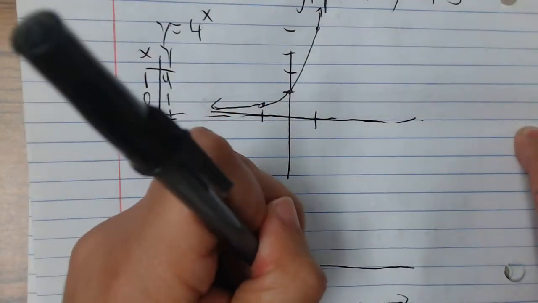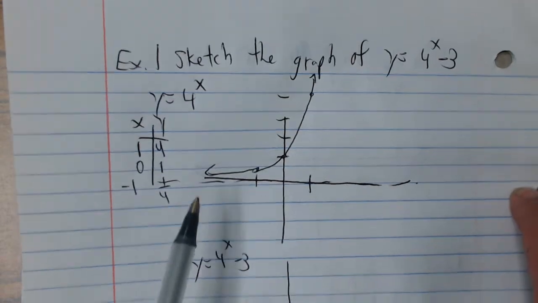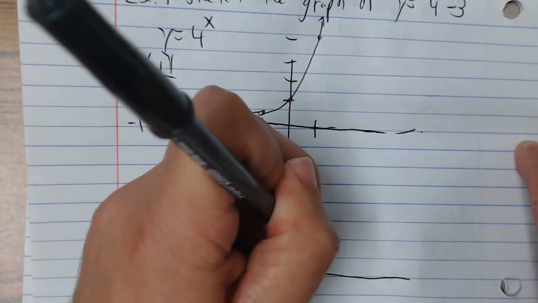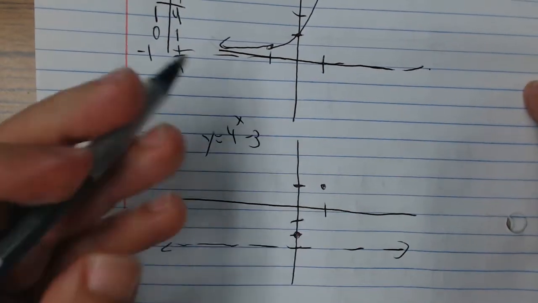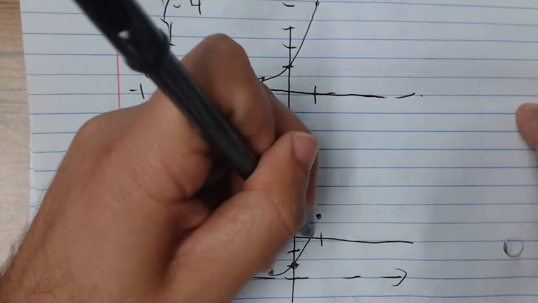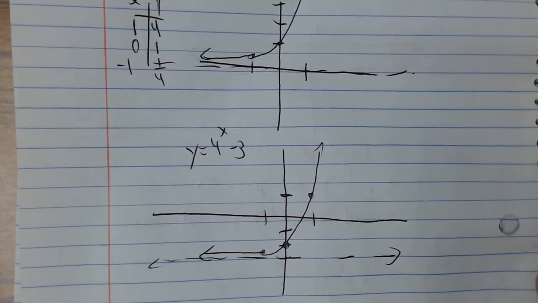And then we have over here when x is 0, y was 1, which will now make it when x is 0, y is negative 2. And then here when x is 1, y was 4. Over here when x is 1, y will be 1. And then of course, if this is 1/4, and if I subtract 3 from it, it'll put me somewhere around here. So then there's my graph. Okay, so there's my exponential graph.